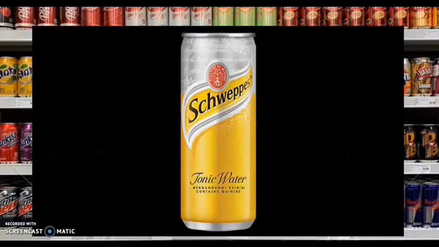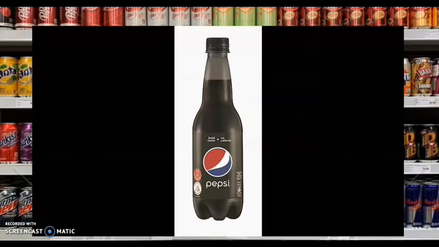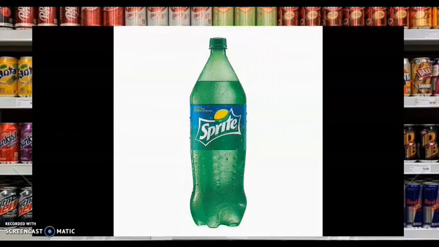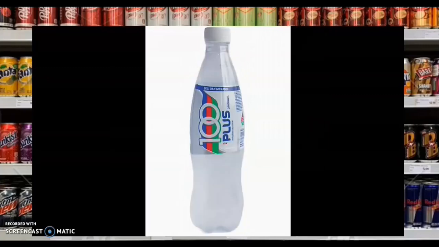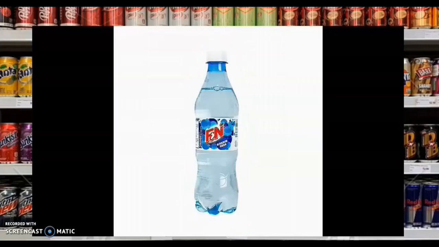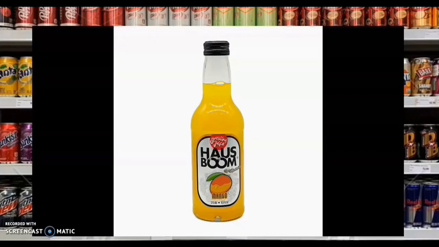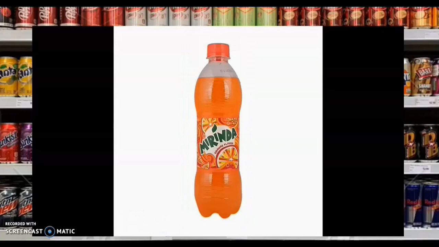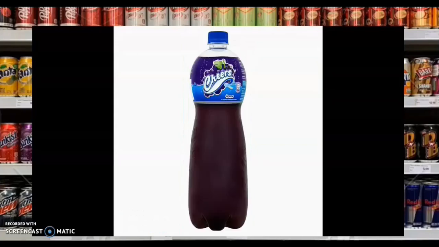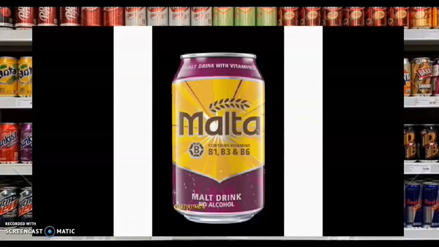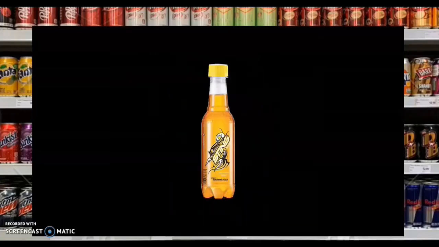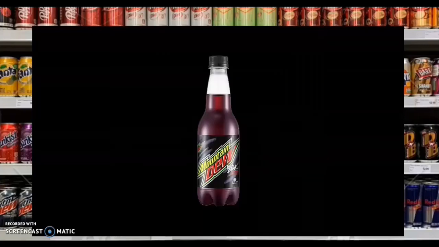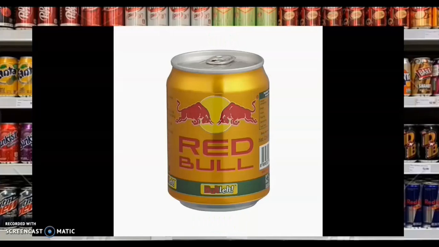Freezer sparkling water, Chip soda, Coca-Cola no sugar, Pepsi no sugar, Celsius, Fanta, Sprite, Coca-Cola regular, 100 plus, Italian soda, Kikapu, Houseful, Aquarius, Revive, Mirinda, 7-Up, Cheers, A&W, Malta, Pepsi King, Pepsi Regular, Monster, Mountain Dew Raspberry, Mountain Dew, and Red Bull.